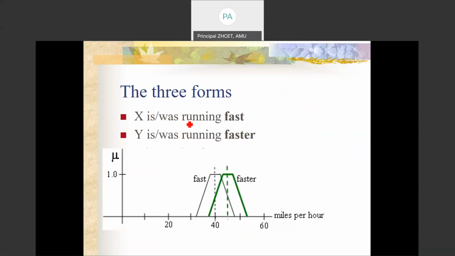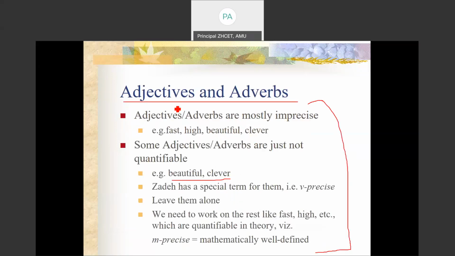In three forms: X was running fast, X was running faster. Fast, faster, fastest. Good, better, best. Bad, worse, worst. So if I give you the membership function of fast, what will be the membership value of faster, what will be the membership value of fastest, and so on. So those three forms are another direction. The first future direction is adjectives and adverbs, because they are defining the noun or the verb or the adjective, because an adverb is something which defines either the verb or the adjective itself.